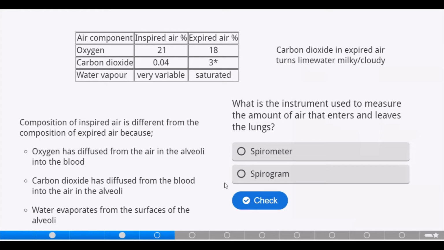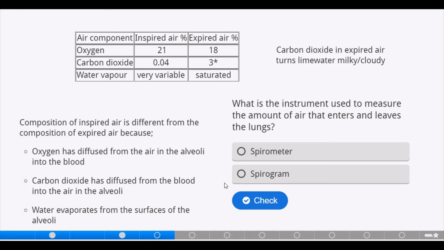Composition of inspired air. So this table shows us air component, the percentage of each component in inspired air and the percentage of each component in expired air. Composition of inspired air is different from the composition of expired air because oxygen has diffused from the air in the alveoli into the blood, and carbon dioxide has diffused from the blood into the air in the alveoli. Water evaporates from the surfaces of the alveoli.